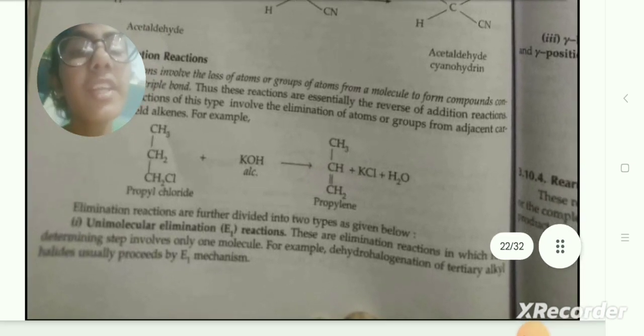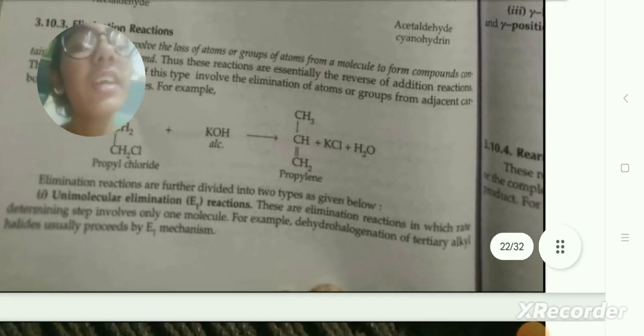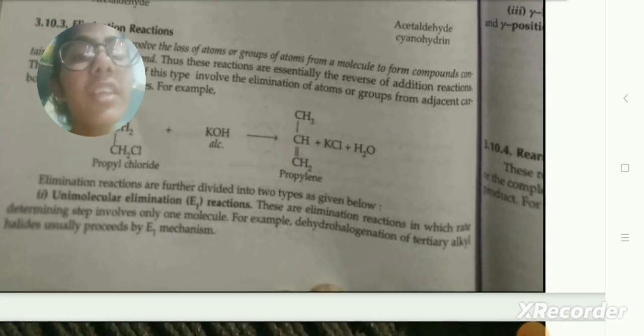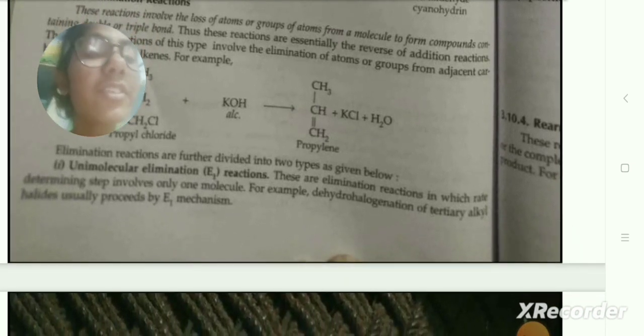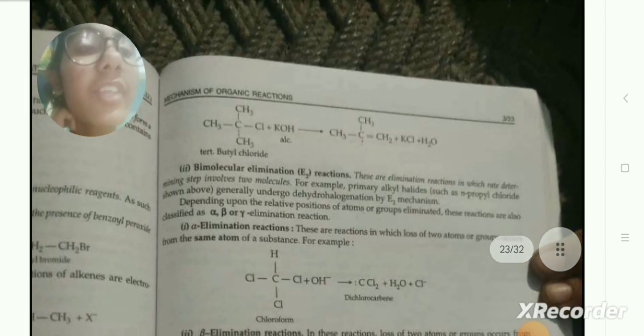Unimolecular elimination reaction, E1. These are elimination reactions in which the rate-determining step involves only one molecule. For example, dehydrohalogenation of tertiary alkyl halides usually proceeds by the E1 mechanism. Next one is bimolecular elimination, E2 reaction. In this elimination reaction, the rate-determining step involves two molecules. For example, primary alkyl halides such as propyl chloride shown above generally undergo dehydrohalogenation by the E2 mechanism.